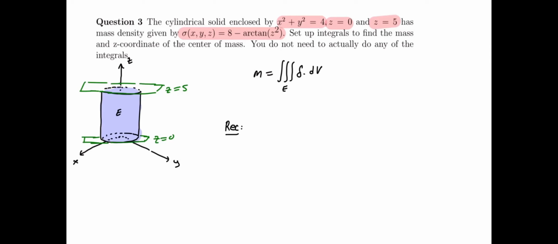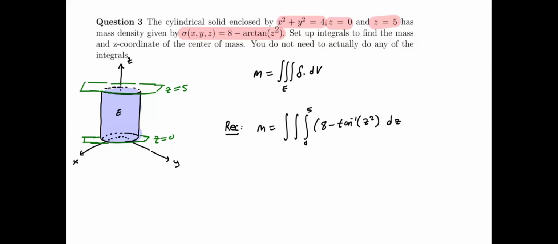So in the rectangular or Cartesian coordinate system, you can say that the mass is equal to this triple integral of the density, which is given as 8 minus tangent inverse of z squared, that is given to us right here, of dV. So our innermost integral will be bounded by z. So z goes from 0 to 5. So that will be the bound on z.